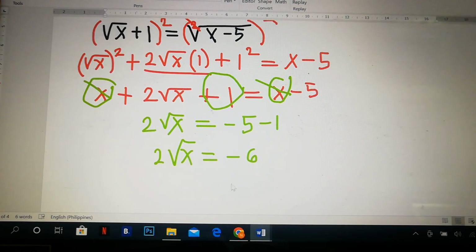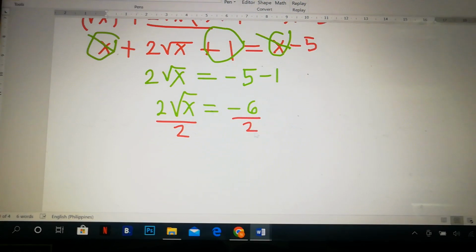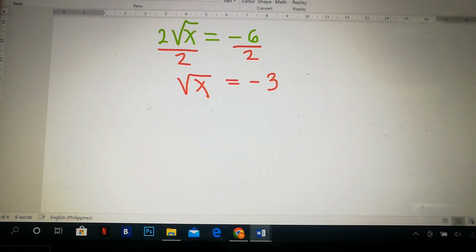So dividing both sides of the equation by 2, the coefficient of x, 2, divide also the right side by 2. So square root of x is now equal to negative 3. Okay, now square both sides of the equation. The result now is x equal to 9.